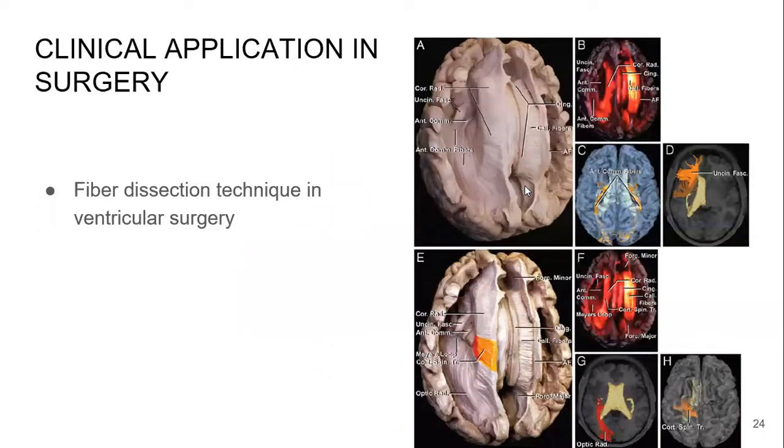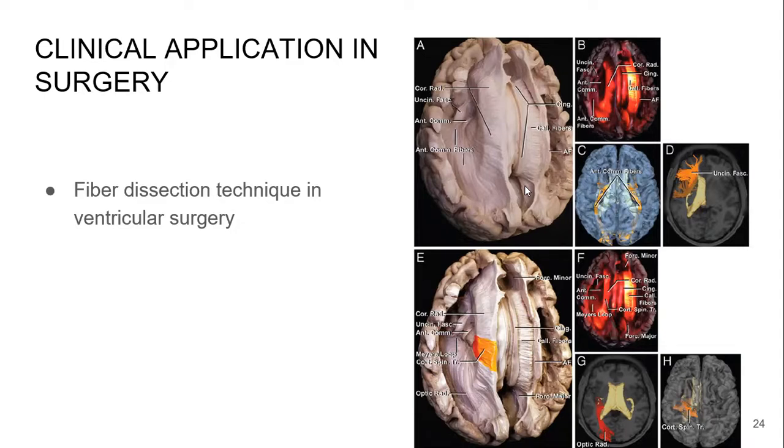Next, we'll have the clinical application in surgery, the fiber dissection technique in ventricular surgery. Surgical approaches to the lateral ventricle always require passage through one and often multiple fiber tracts to reach their target. These approaches remain a challenge because of the deep location and variable shape and size of the ventricles, their covering mantle of tract, and relationships to important neural structures such as the thalamus and internal capsule.